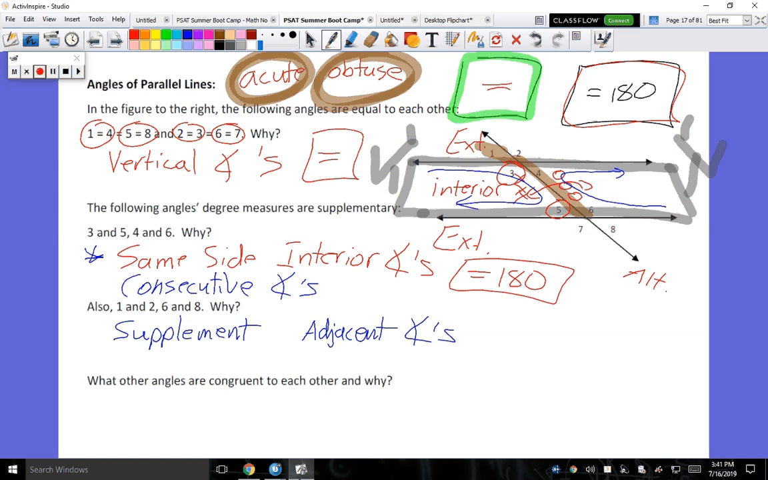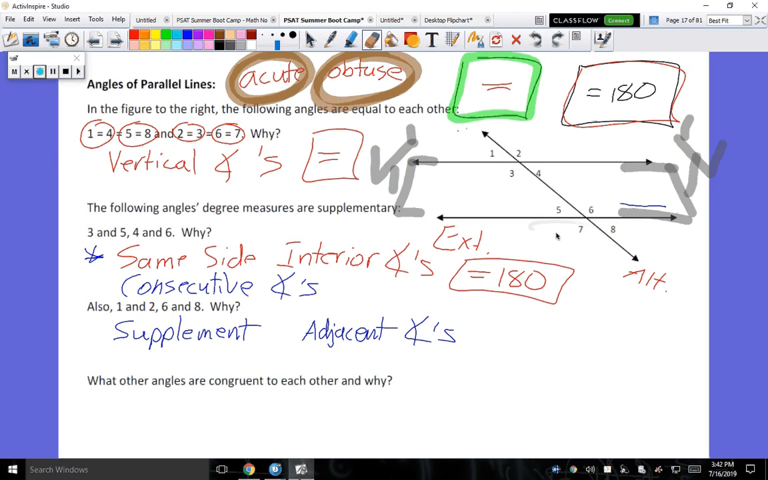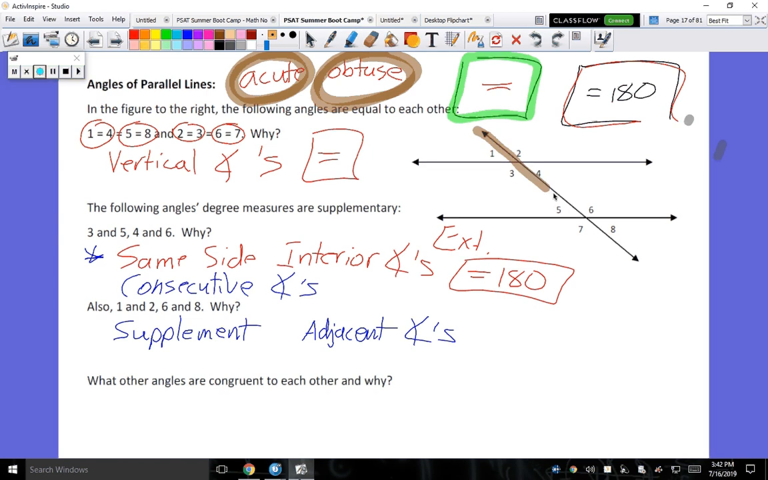All right, here we go. What other angles are congruent to each other? So let me clear this up just a little bit, but I want you to remember interior, exterior, and alternate. Remember, alternate means you're playing on the other side of the team, otherwise on the other side of this transversal. So what other pairs are congruent?